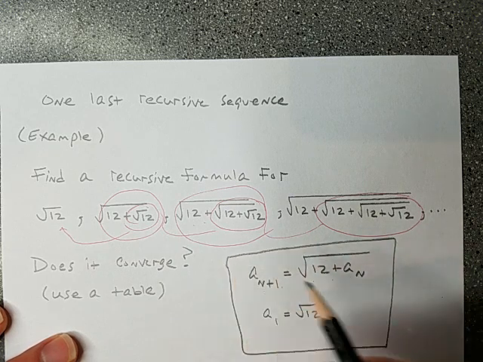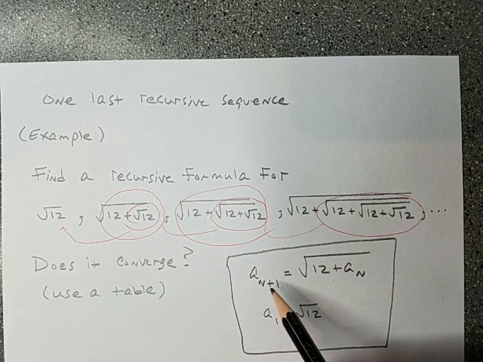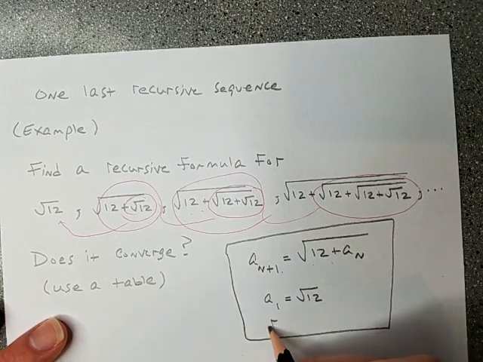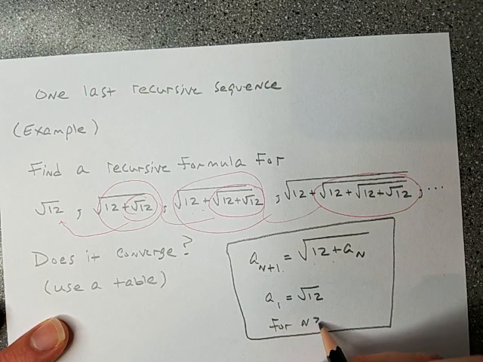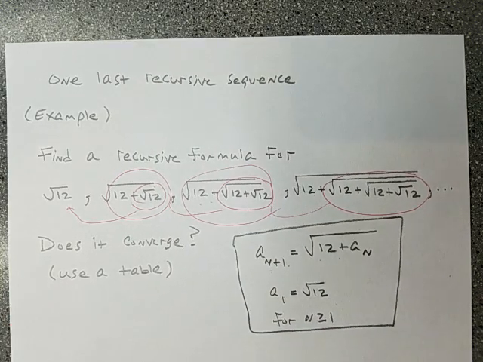We might also say something like, obviously, I can't put 0 in there. I have to start with 1. So n has to be greater than or equal to 1. So we'll also say something like that.